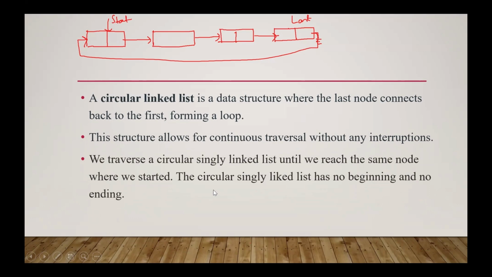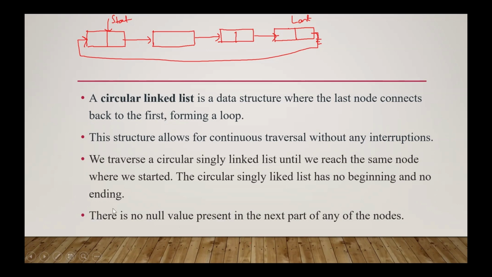This is the case: a circular linked list has no beginning and no end. We can start from any node and we reach the same node. So there is no null value present in the next part of the node. Each and every node stores the address of the next node. So there is no null.